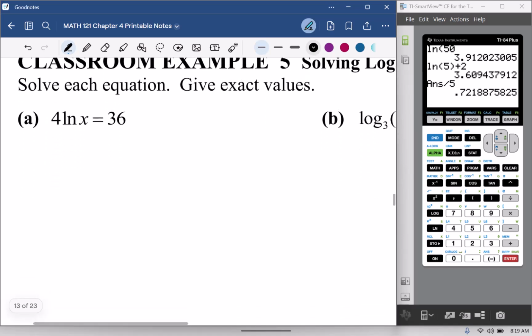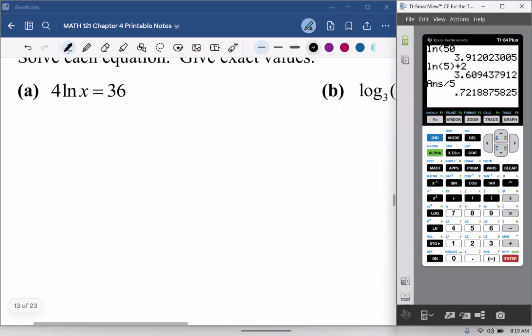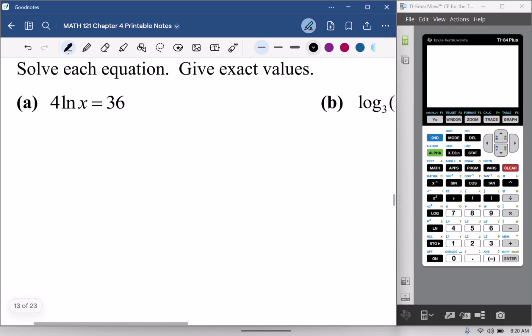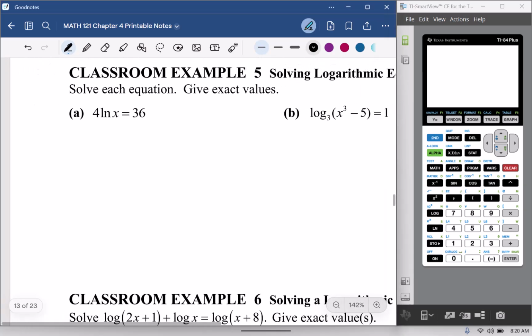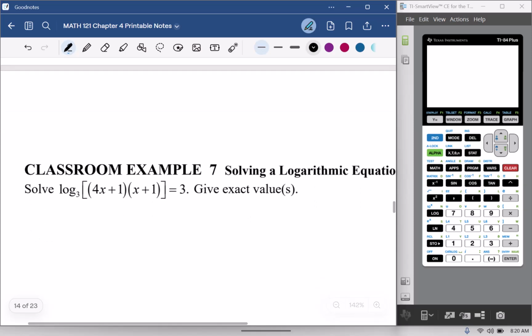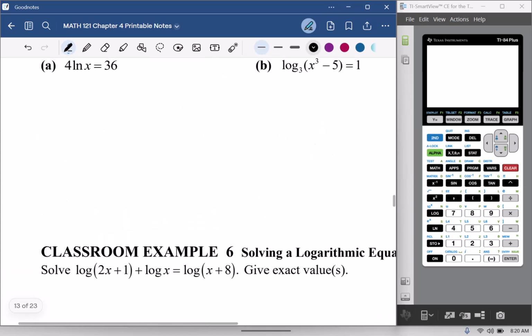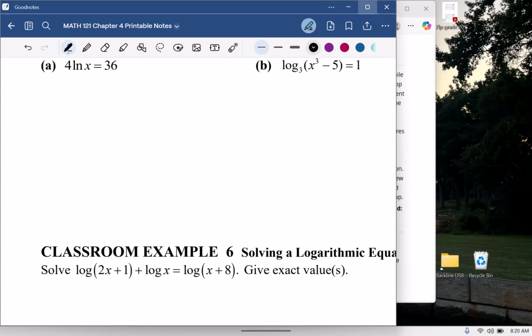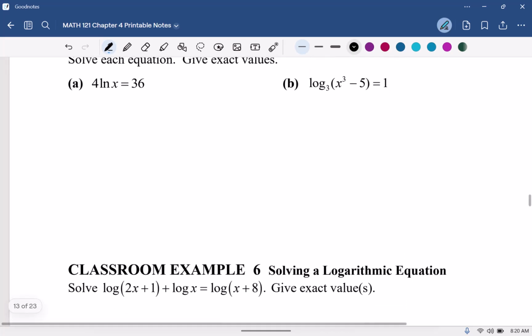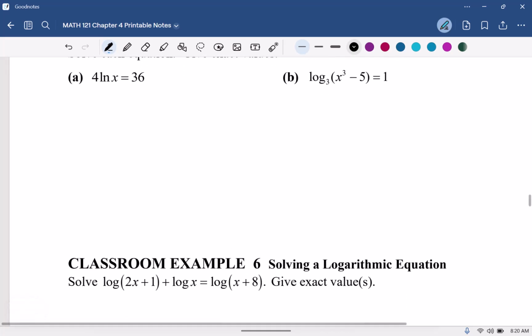Okay, now we're talking about natural log equations. The opposite of natural log is e. Now this says give exact values. I think I'm giving exact values. Let me see if I need my calculator anymore at all. I do not. Everything is exact values, so I'm going to send that to the bottom and make that big. Okay, so to solve for a natural log equation, I divide by 4.